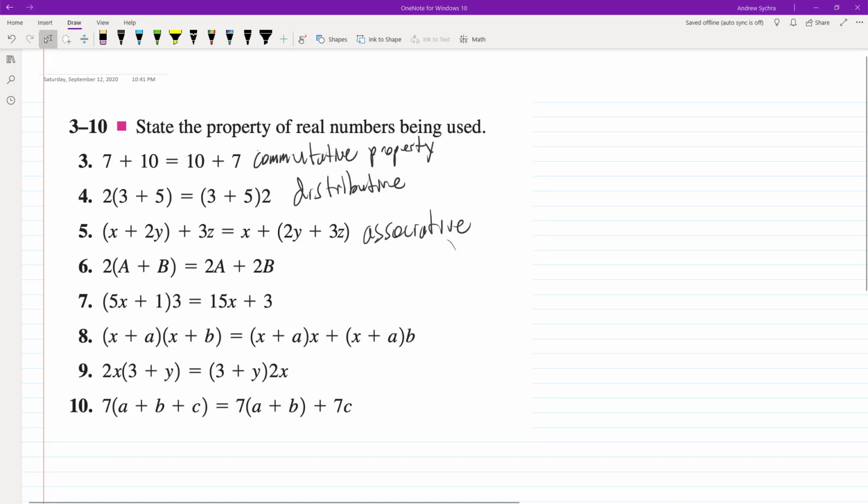Okay, so next one. This is distributive property again, I believe. Property of real numbers. Distributive property. Property of addition. This is distributive property, because you multiply the 3 across. Factor. I have to look at my notes here.